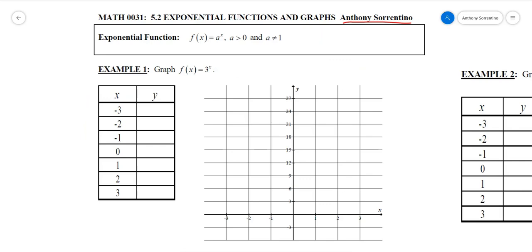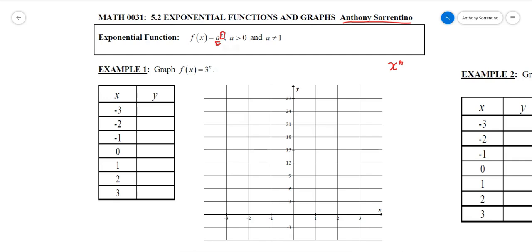Section 5.2, exponential functions and their graphs. An exponential function, I mean, powers are involved, but notice the main difference is that we were used to situations with polynomials, where we had x raised to the n power, and we had maybe multiple terms of that. Notice now that we have the number as the base and the x as the exponent. That's what makes them exponential.